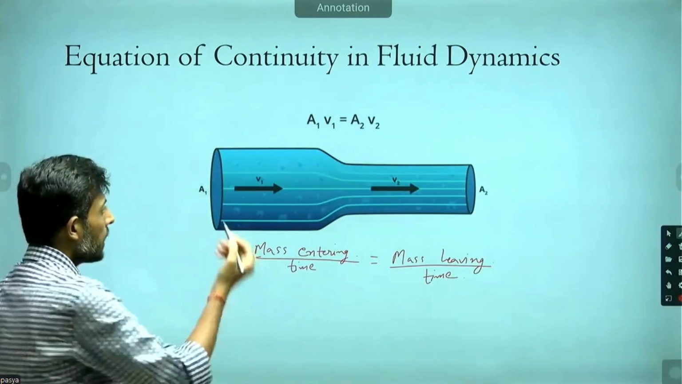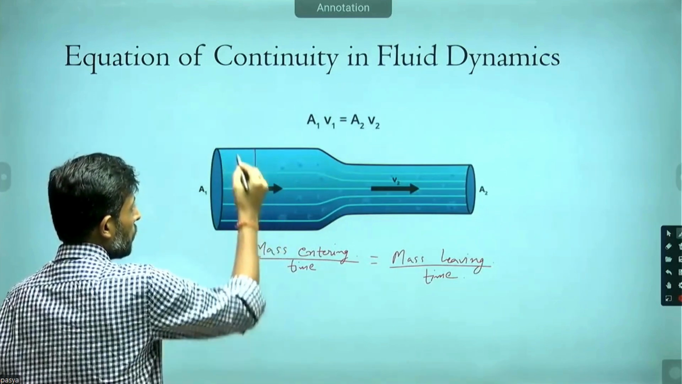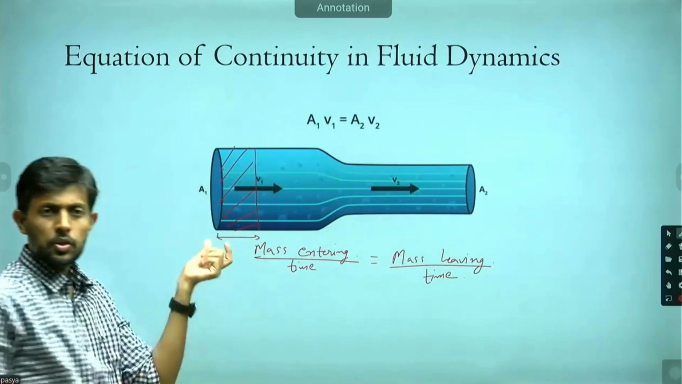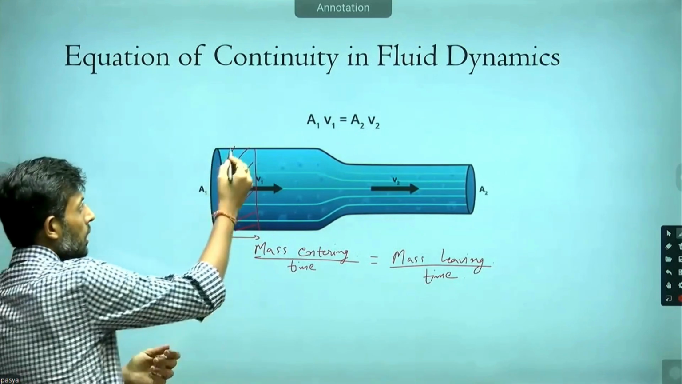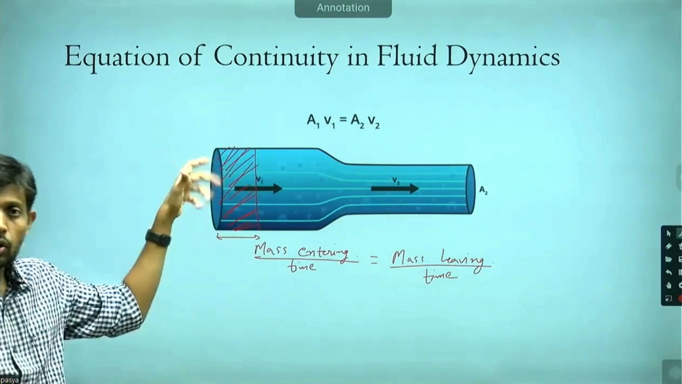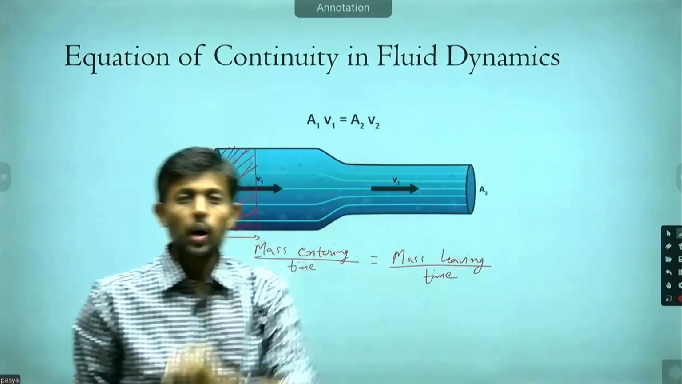Now, let's say in a time interval delta t, this much of fluid has flown inside, okay? In time delta t, this much fluid moved in, this shaded part. Whatever is the volume or the mass of this fluid, the same mass has to come out. Why is that?